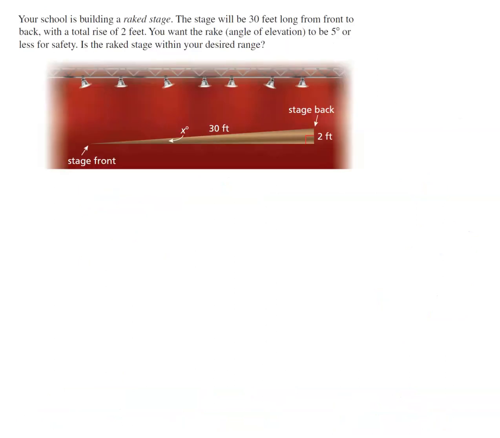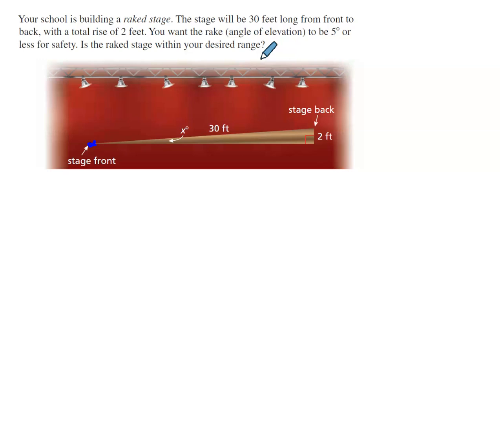Okay, let's look at this in a real example. Here we have a school that wants to build a raked stage. So a raked stage is lower in the front and higher in the back, but they don't want this angle to be a great angle for safety. So it says the stage will be 30 feet long from front to back with a total rise of 2 feet. So your rise of 2 feet is back here. The actual stage itself is 30 feet long down here. And they want the rake, that's the angle of elevation, to be 5 degrees or less for safety.